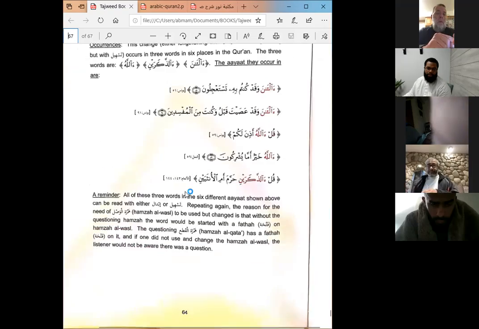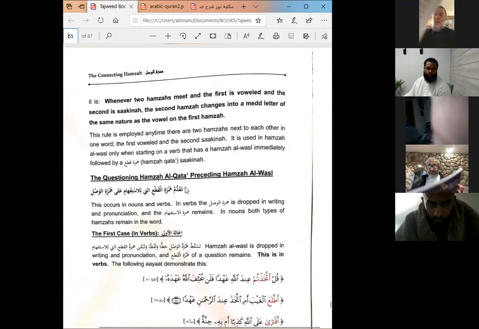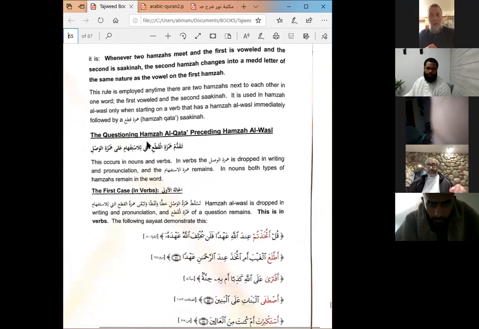So let me just summarize the topic that's on these 2 pages, and we'll consider ourselves done. How about that? Sounds good. So Hamzatul Wasl, when it meets Hamzatul Qata, 2 scenarios. Either Hamzatul Wasl is at the beginning, which would mean Hamzatul Qata is going to have a sukoon. That's what we discussed a minute ago.